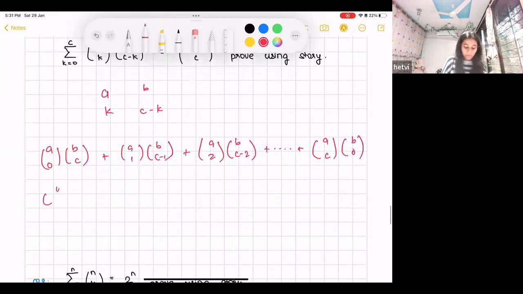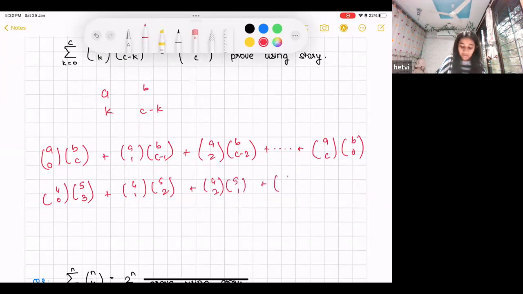So in the case of 4 and 5, with C as 3, it will be 4C0 times 5C3, plus 4C1 times 5C2, plus 4C2 times 5C1, and finally 4C3 times 5C0. This is what it means.